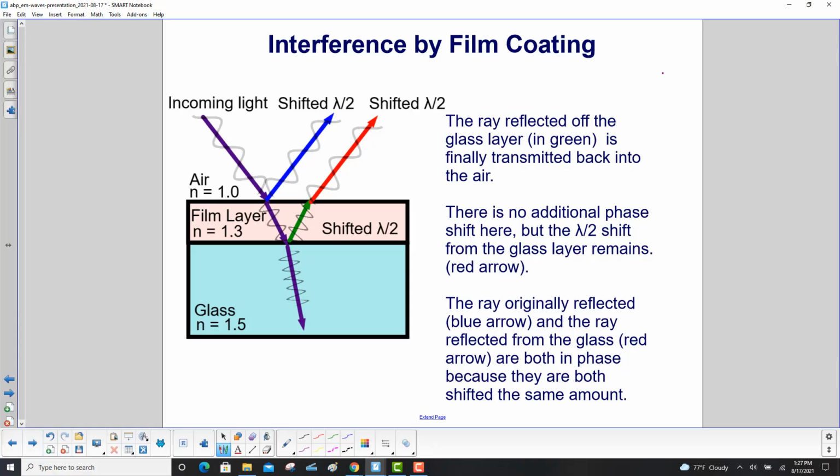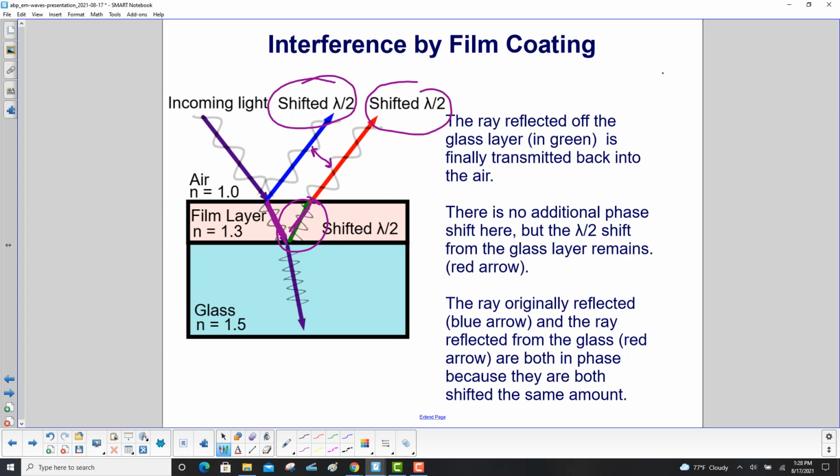The ray reflected off the glass layer, the green arrow here, is finally transmitted back into the air. And notice how it comes to be parallel with the original reflected ray. Because here, coming down, it bent towards the normal. Here it bends away from the normal in the same degree, so they're parallel once again. There is no additional phase shift here, but the lambda over 2 shift from the glass layer remains. So here's our reflected, and here's our refracted, then reflected, and then transmitted.